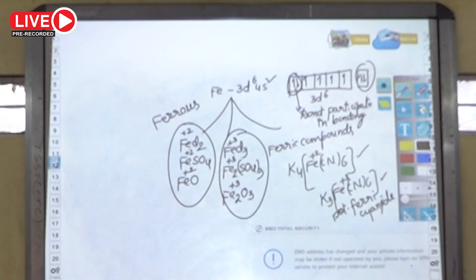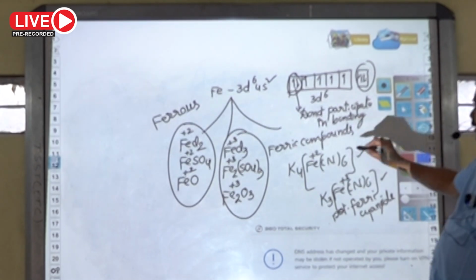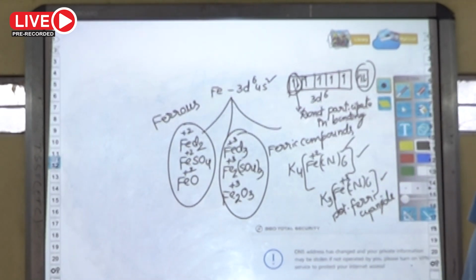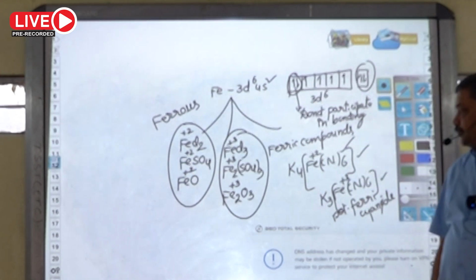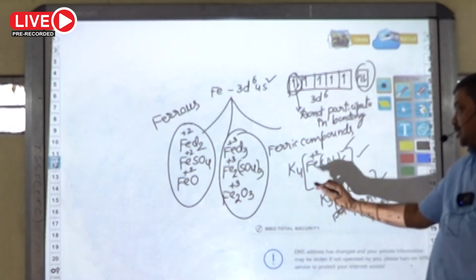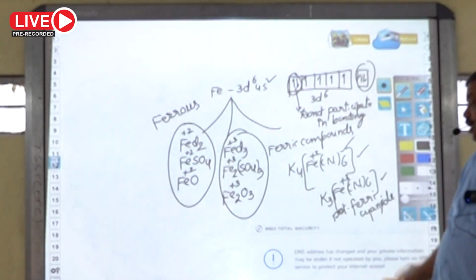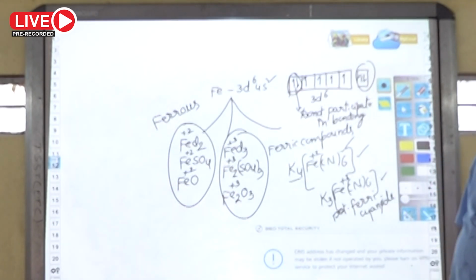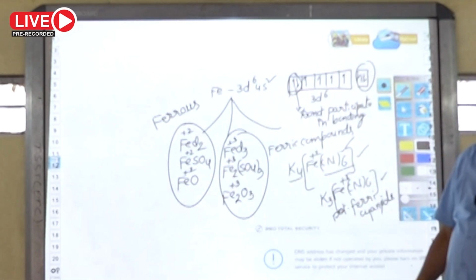What are the two IUPAC names? Because immediately we are going to study the coordination compounds also. Whenever there is a complex, you have to know its IUPAC name. The first one, hexacyano or hexacyanido. Potassium hexacyanido. You have to start with the potassium. Potassium hexacyanido ferrate 2.